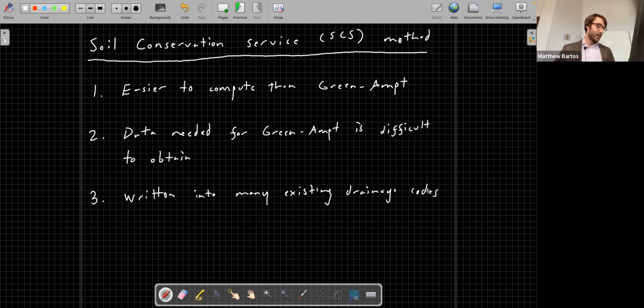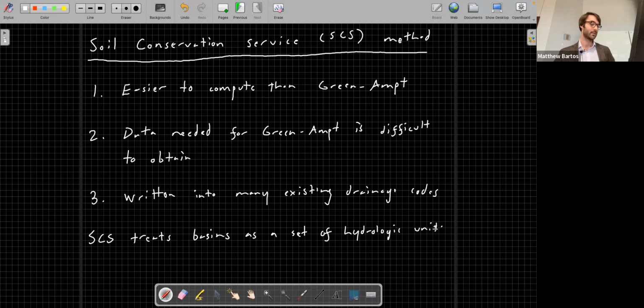Okay, so let me just write that down. SCS treats basins as a set of hydrologic units classified by land cover, soil type, and antecedent wetness.